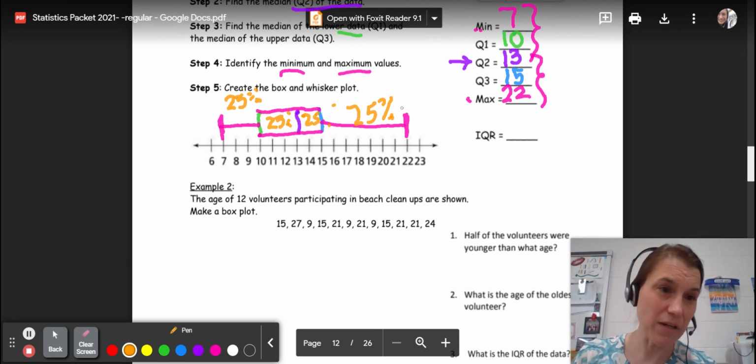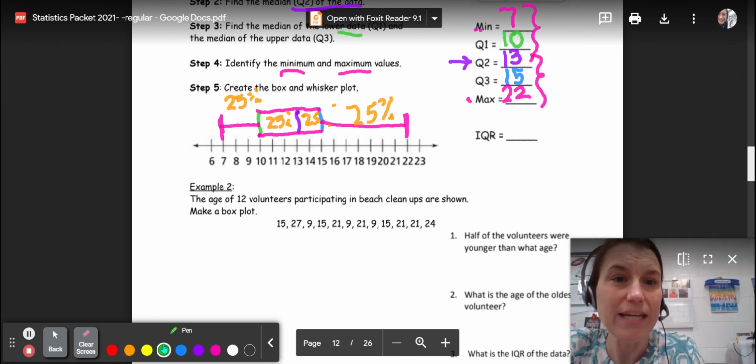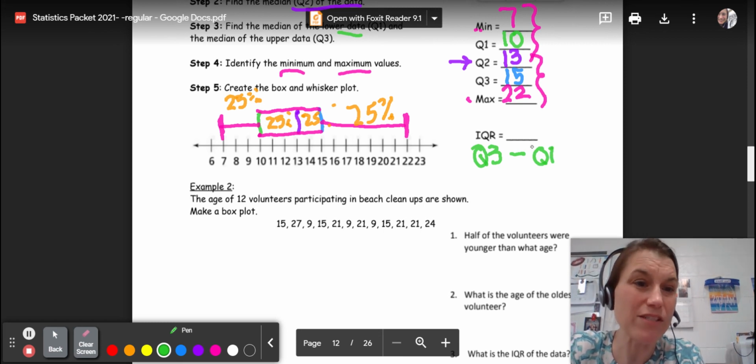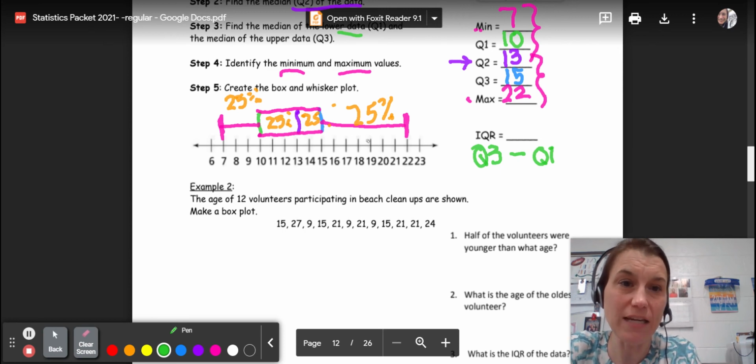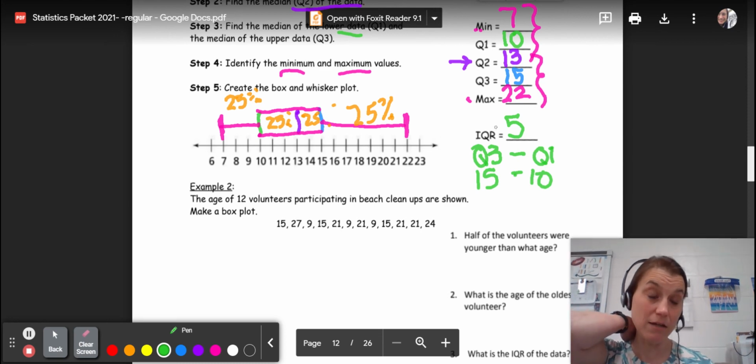So that's what a box and whisker plot is. The only other thing we might want to do is find the IQR. The IQR is the upper quartile, or the Q3, minus the Q1. What it tells me is the range of the numbers inside the box. So this IQR is the interquartile range. It's essentially finding the range of the box. So I would do 15 minus 10. That means inside the box, there's 5 inches of range. So 50% of the data are only 5 inches apart.